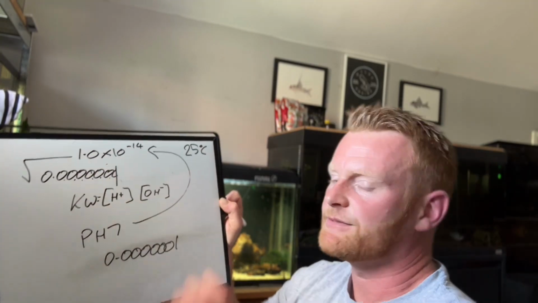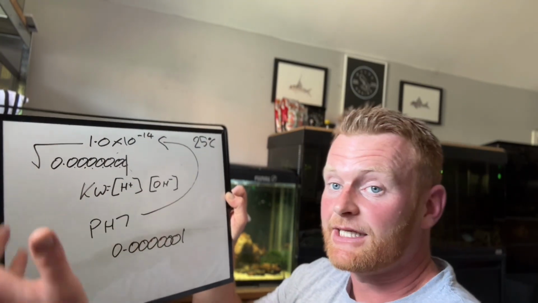That's why it's 14 when we're looking at Kw, because it is the sum of the pOH and the pH combined. Kw is OH negative and H plus at the same time in equal value. Quite simple when you think about it.